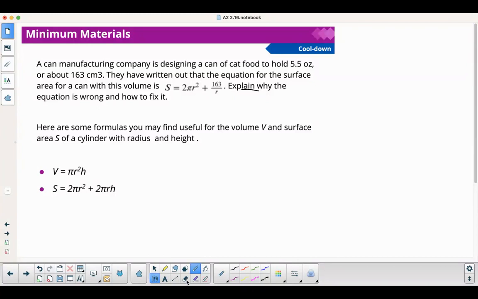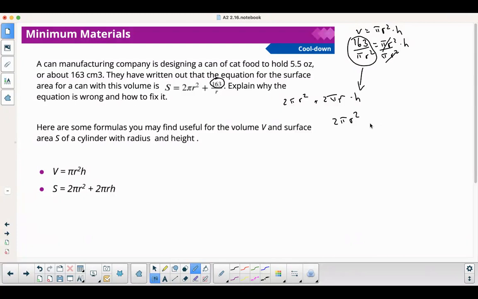So basically, I think the number that's wrong here is this 163, because you have 2 pi r squared plus 2 pi r times h. If my volume is 163, remember, volume equals pi r squared times height. I need to solve for h. So it's pi r squared times h, and if I divide both sides by pi r squared, I substitute this in for h because it's equal.